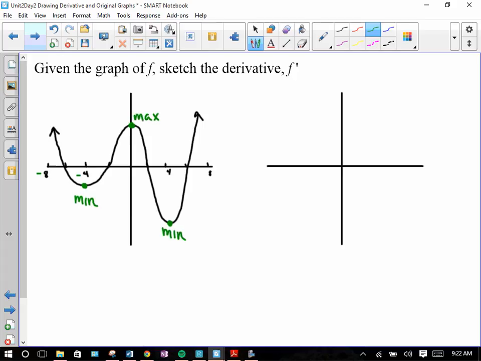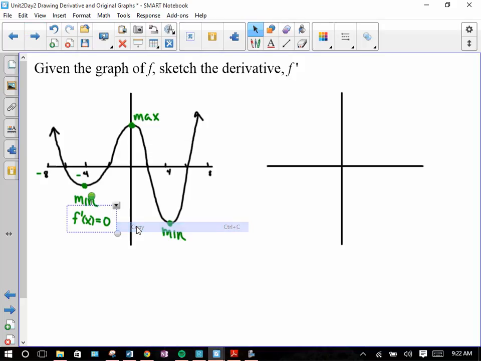Now, what is the first derivative equal to when we have a minimum or a maximum? 0. So, f prime of x is equal to 0. And I'm going to cheat, and I'm going to copy that. And f prime of x is equal to 0. And f prime of x is equal to 0. Alright.